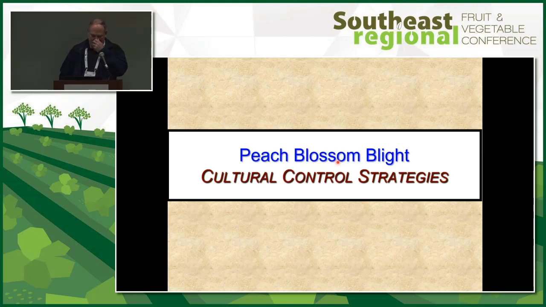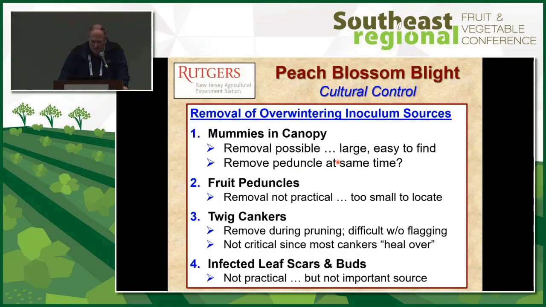Okay, cultural control strategies. Well, basically removal of overwintering structures, right? That's our cultural control for inoculum sources. That's a strategy that we use. Mummies in the canopy, obviously that's one thing that we can do, remove. It's possible. They are large. They are easy to see. And it would be great if when you remove them, you could also take the peduncle with it. Usually what happens is you just knock them off onto the ground. The peduncle remains, okay? And it's not really practical to go around a tree just looking for peduncles. They're just too small and it would just take too much time. Labor costs would be too high.